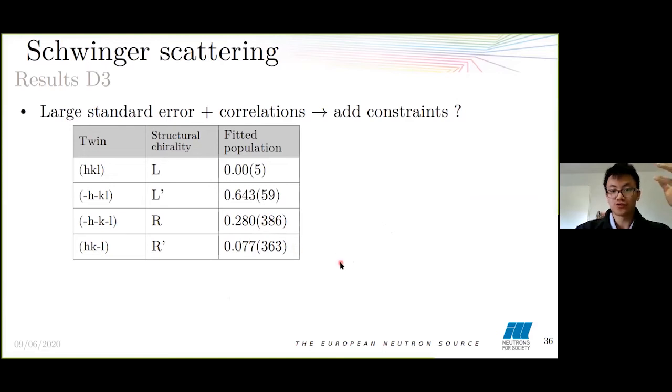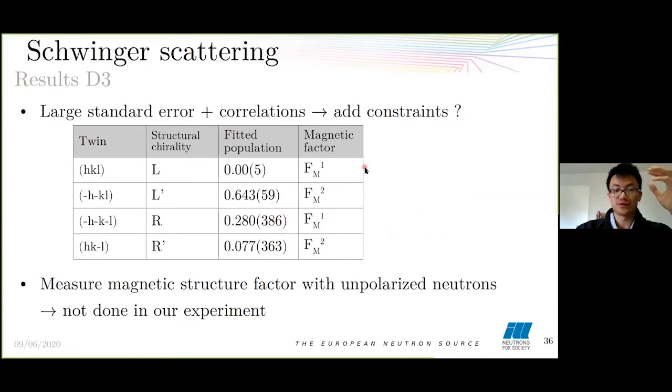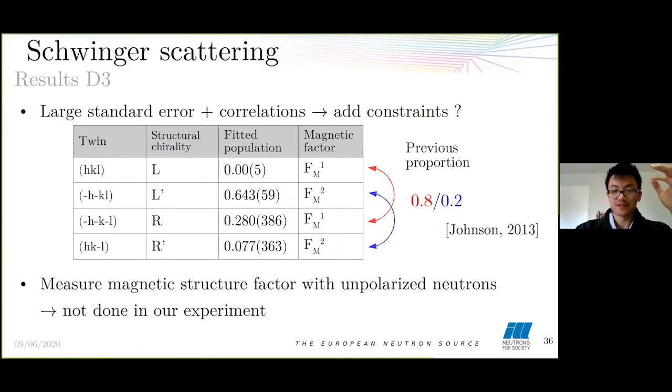So one idea to improve this fit is to add some constraint. If we actually calculate the magnetic structure factor of these twins, we can see that for the first and the third twin, we get the same magnetic structure factor, whereas it is different for the 2 other twins. We can generally measure the magnetic structure factor with unpolarized neutrons, but this was not done during our experiment.